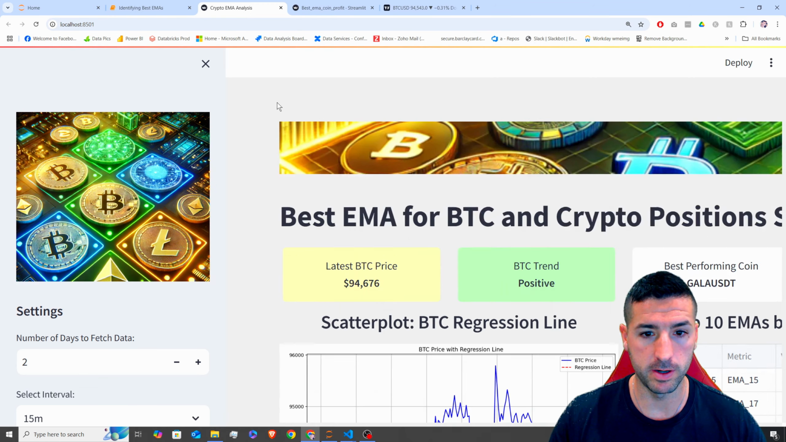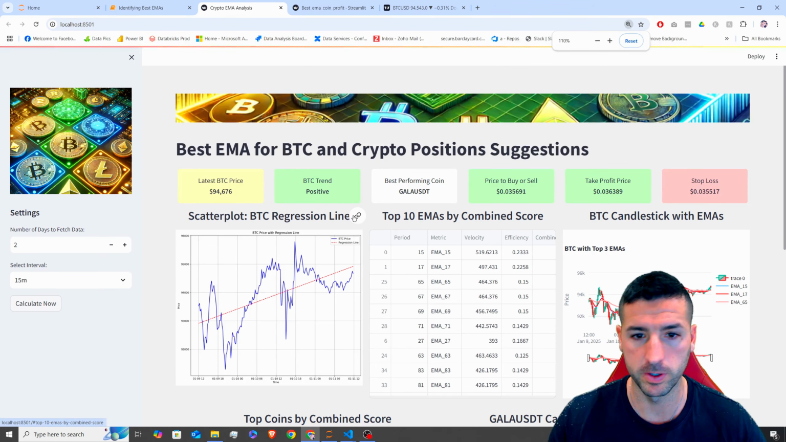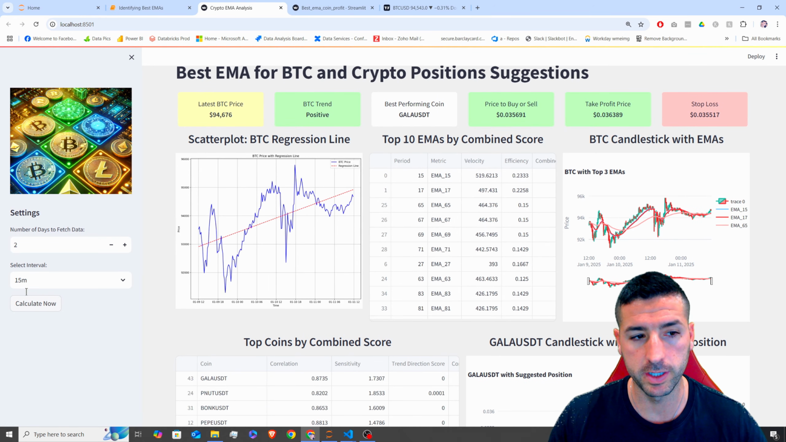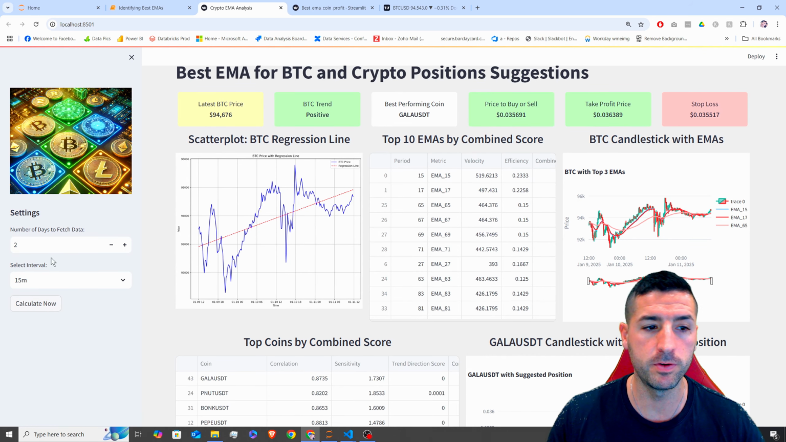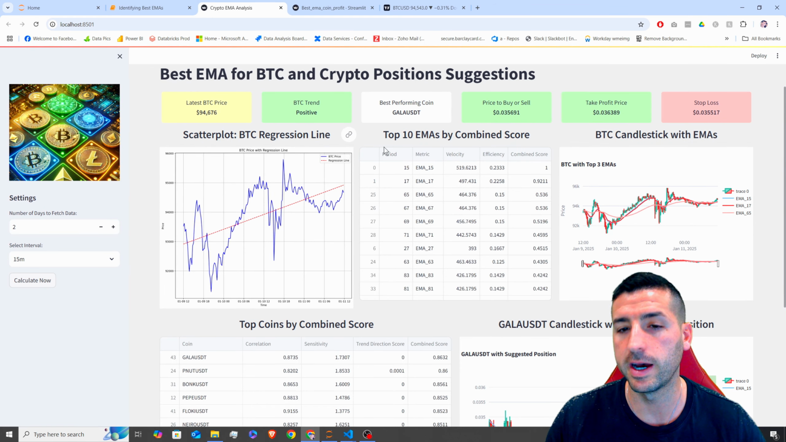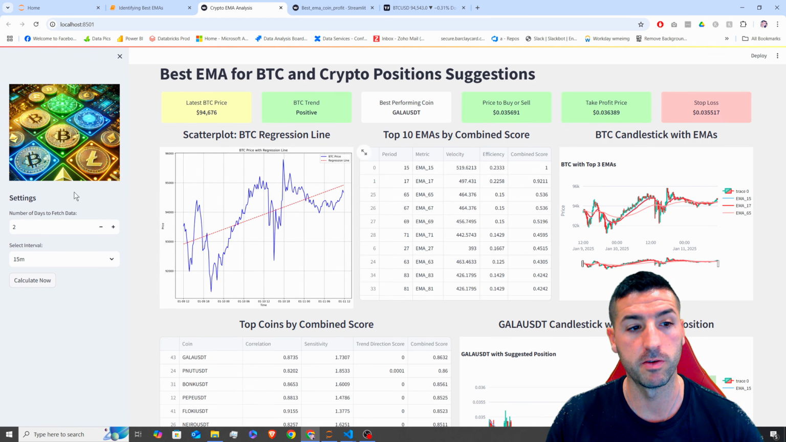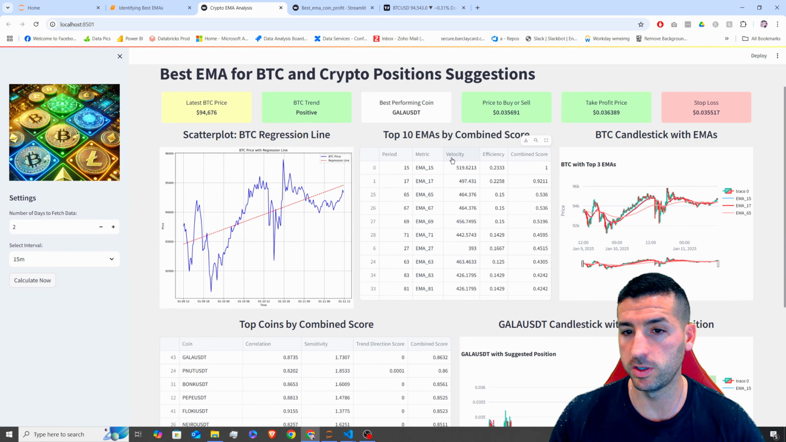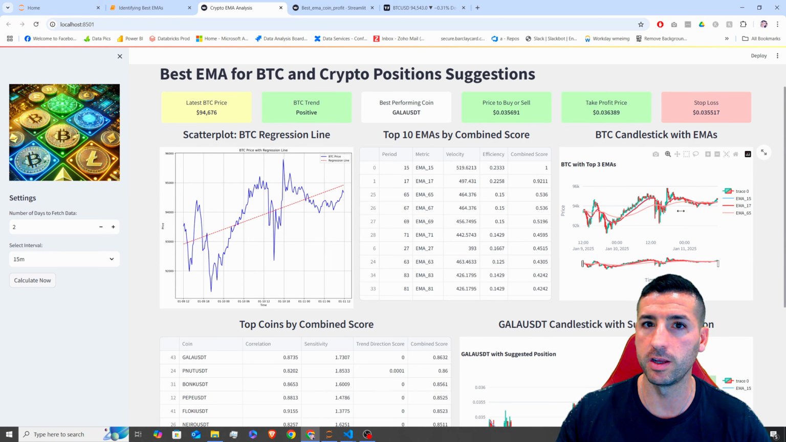And if we check our app quickly, just to show you what it does, there we go. So over here, we can pull data from Binance. So we get to define how many days back we want to pull data for, and then the interval. And then over here, you can see that it runs regression on Bitcoin and it identifies that the trend is positive. Over here, it identifies the best performing EMA for our time frame using velocity and efficiency metrics. Then over here, we are just plotting the top 3 EMAs and the Bitcoin price. So we can actually visualize it and get a sense of it if it's good or bad.